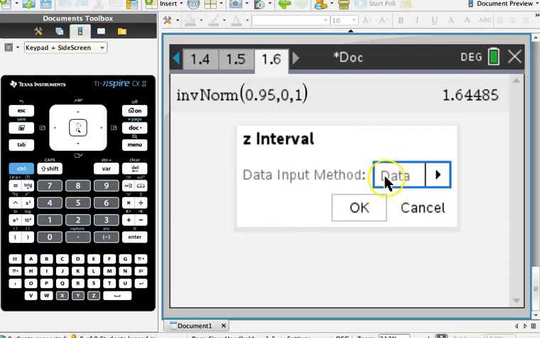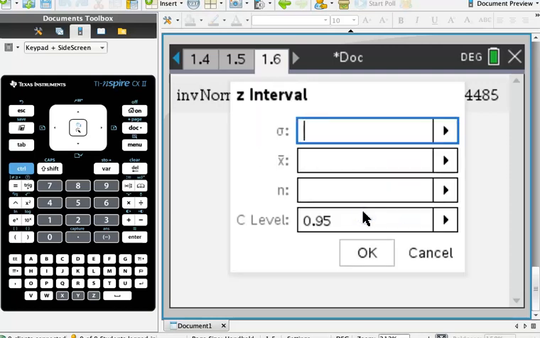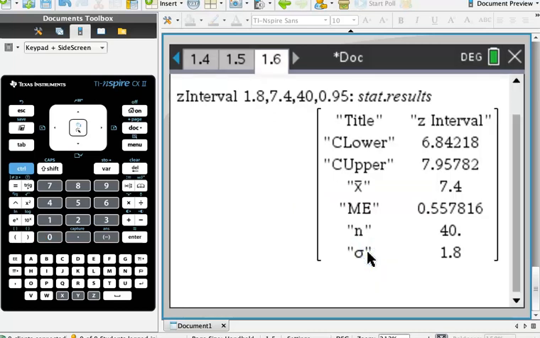Okay, now we can do it two ways. We can either have the raw data from the sample, or we can have the statistics. In our case, we don't have the raw values from the sample, so we're going to use stats. We're going to put in our sigma value, which was 1.8. Our x bar, the mean of the sample, was 7.4. There were 40 students, and we want our confidence level. By default, your calculator will have it at 0.95, which is what we want for this one. So there it is, the C lower and the C upper.